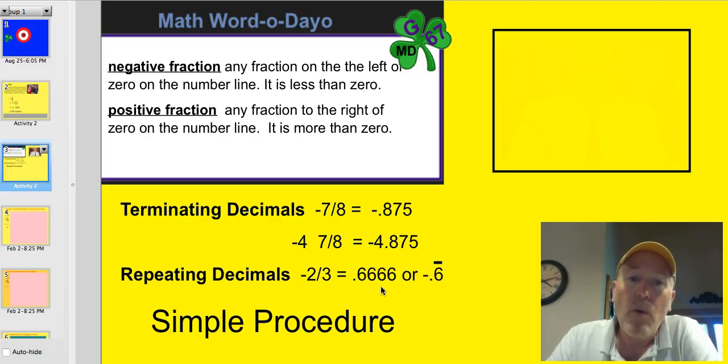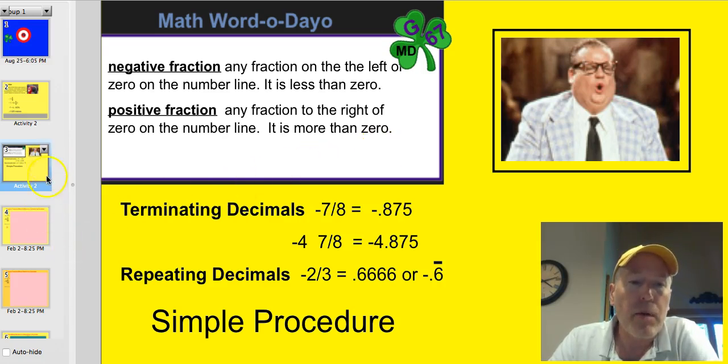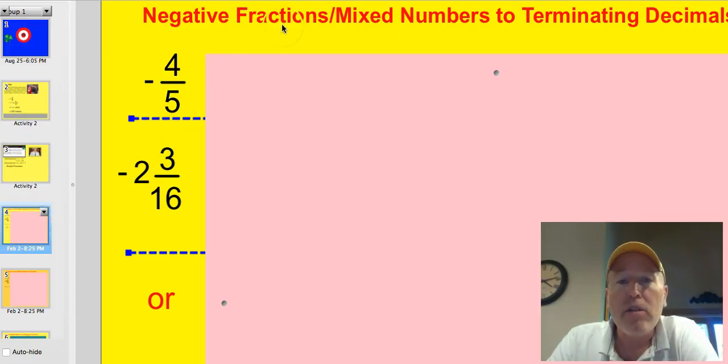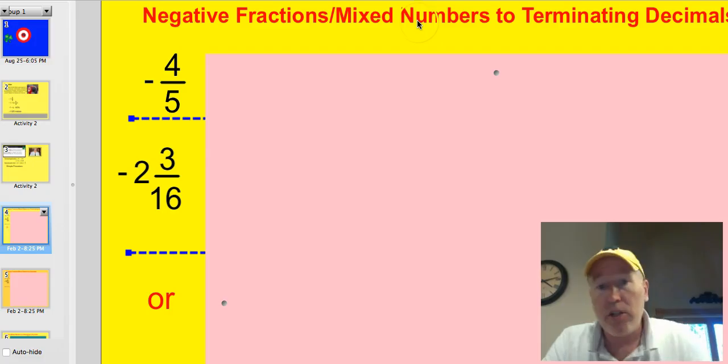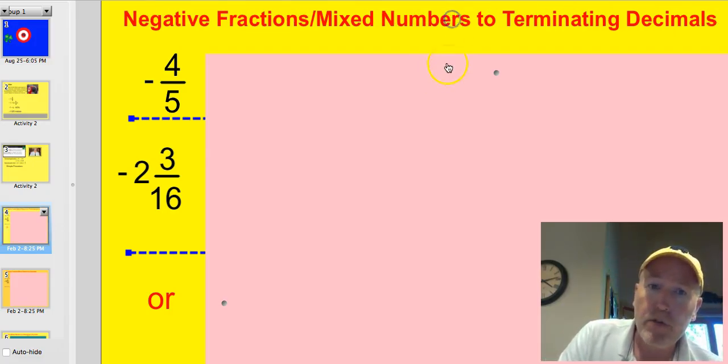Flipping these fractions, positive or negative, into decimals is a pretty simple procedure. Yes, it is. I know he doesn't think it is, but let's take a look. Converting negative fractions or mixed numbers to terminating decimals.